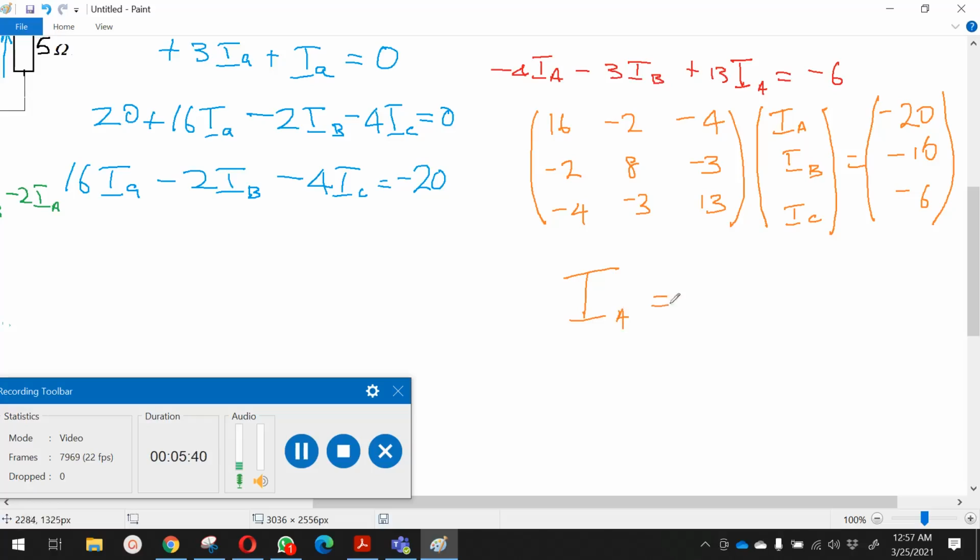And you'll get that IA is equal to negative 2.12 amps. IB is equal to negative 3.23.